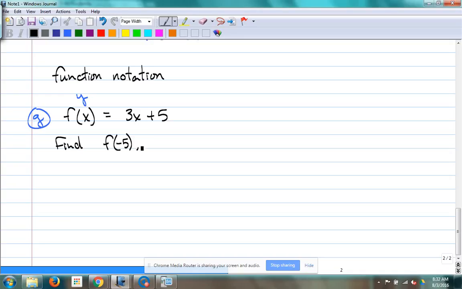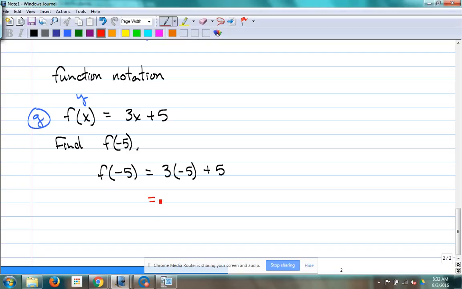So finding f of negative 5 just means that negative 5 goes in the place of x. So we're plugging that in and working it out. The left side is just the notation. It's just the f of negative 5. That just means the y value when x is negative 5. That's all that means. It's not f times negative 5. That's a very common mistake that happens a whole lot.